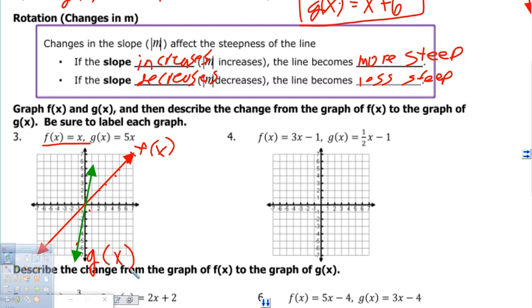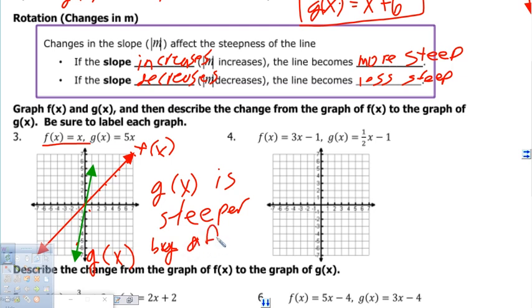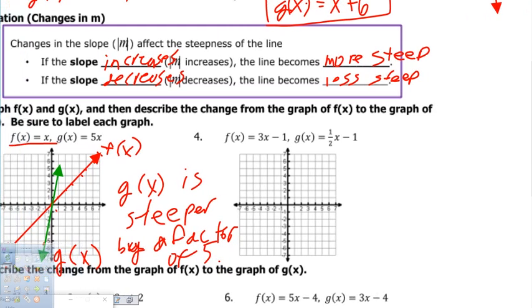So let's see, g of x is steeper by a factor of 5. Okay? That's the longhand way of writing that out.